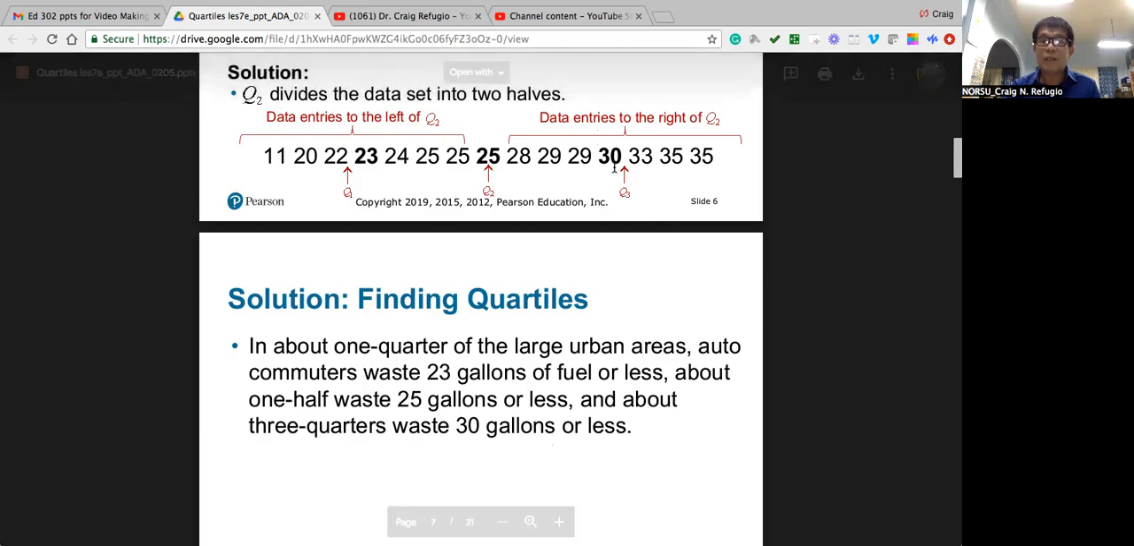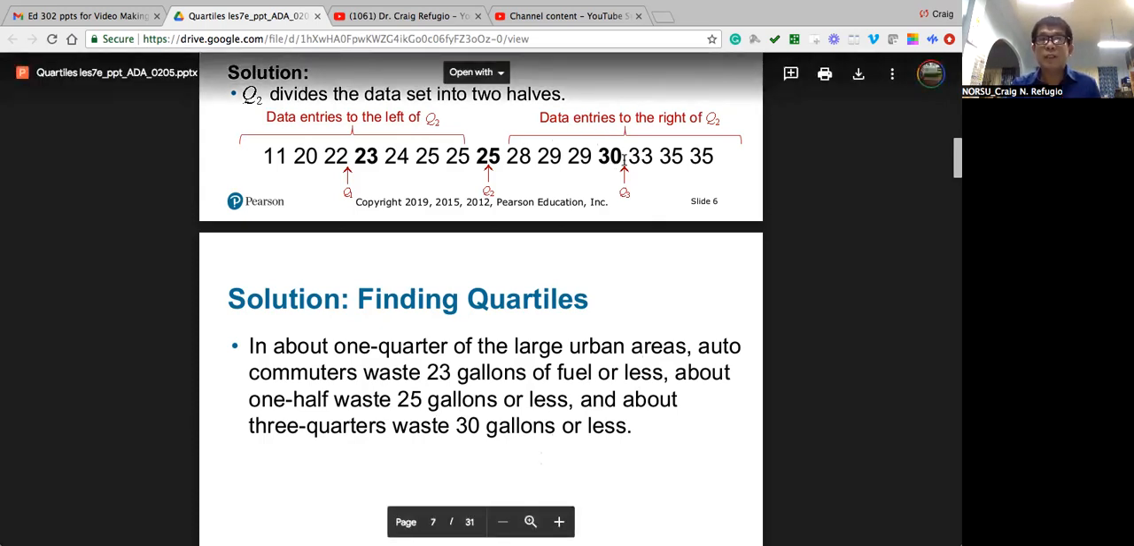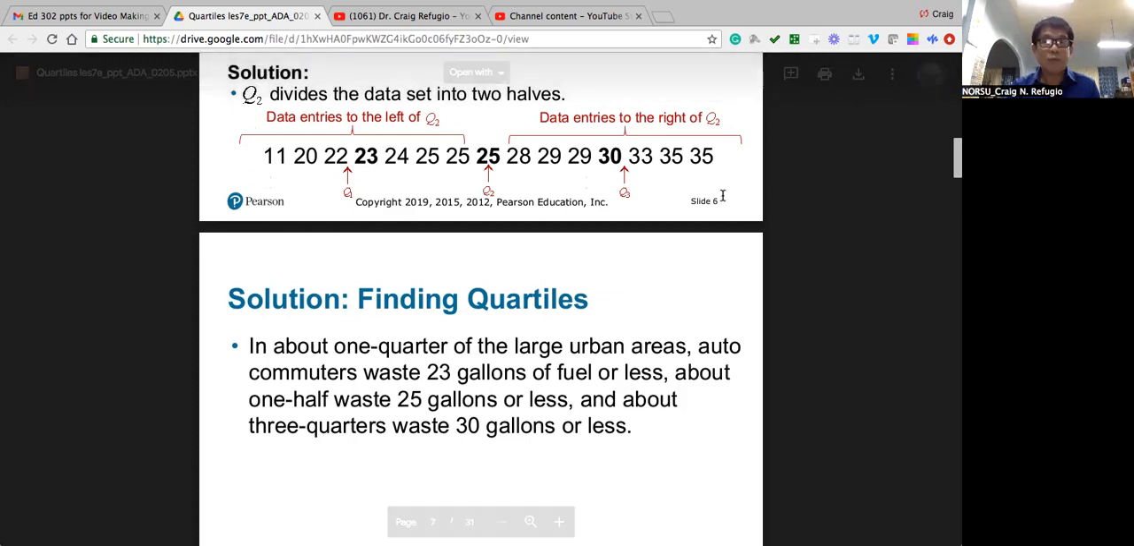When you say about 3/4, it's all about 75%. 1/4 is equal to 25%. So 3/4 is 75%. So about 75% waste 30 gallons or less. So it can be 30 gallons or maybe less than 30 gallons. Remember that we start from the very lowest value up to the highest value. So take note of that interpretation.